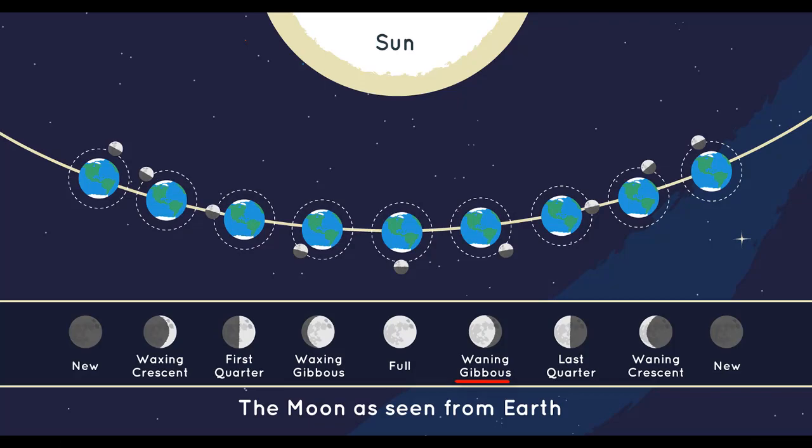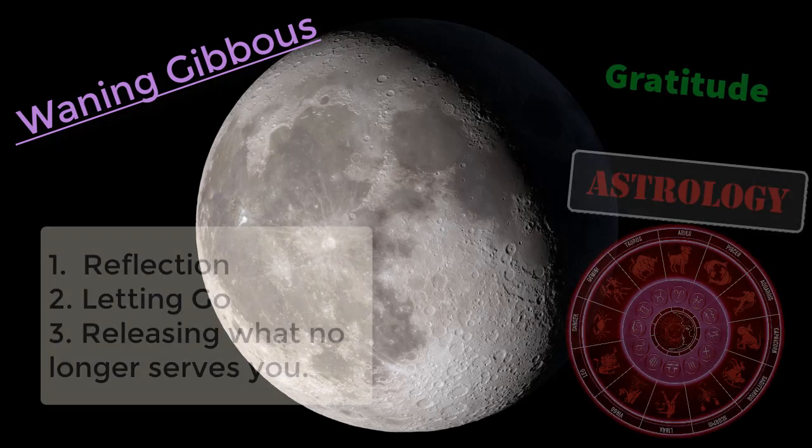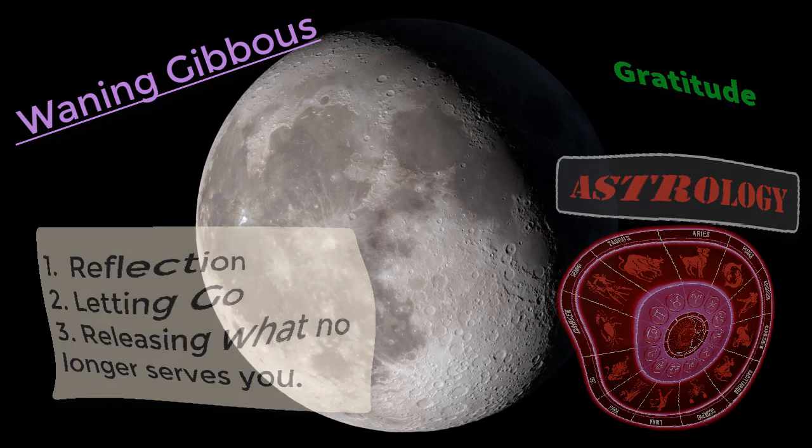Now we're on to waning gibbous. This is the phase of the moon when it is starting to become less illuminated. Basically just coming out of a full moon. So it's going to be almost a full circle, shrinking a little bit. And then in astrology, this is a time for reflection, letting go, and releasing what no longer serves you.